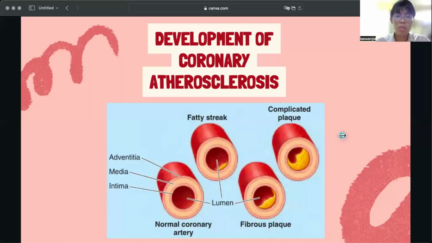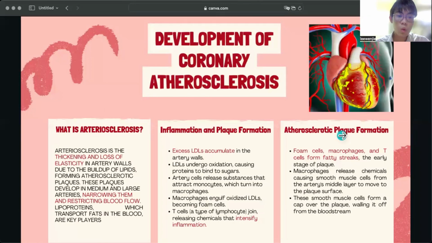Okay, you can see the picture. This is the normal coronary artery, and compared to atherosclerosis, the lumen becomes smaller because it is blocked by the plaque. Next slide. What is atherosclerosis?